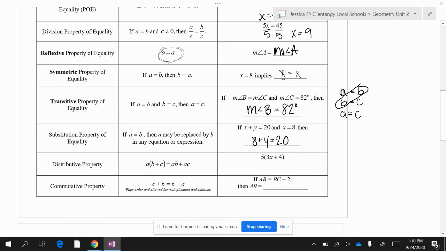So this would become, if you multiply that in, 15x plus 20 here. Commutative property, you can flip the order, and this is allowed for multiplication and addition, not division and subtraction, so keep that in mind. So if AB equals BC plus 2, then AB equals 2 plus BC. I can flip that order.